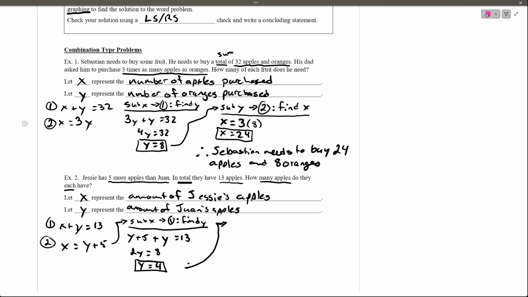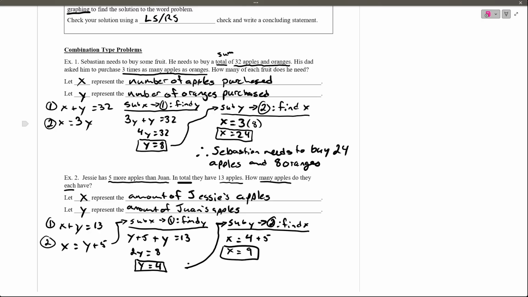So now we're going to substitute our y value into our easiest equation. In this case, that's equation 2, so we can find x. Sub y into 2 and find x. So the equation is x is equal to y, which is 4, plus 5. So therefore, x is equal to 9.